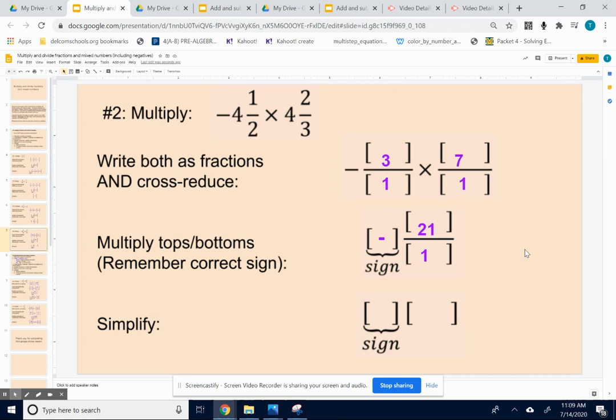21 over 1. You could think of that as an improper fraction, so you divide 1 into 21, or you just know that 21 divided by 1 is just 21. Anytime you have a 1 on the bottom, you can just take it off. So the answer is negative 21. Keep me posted with questions.